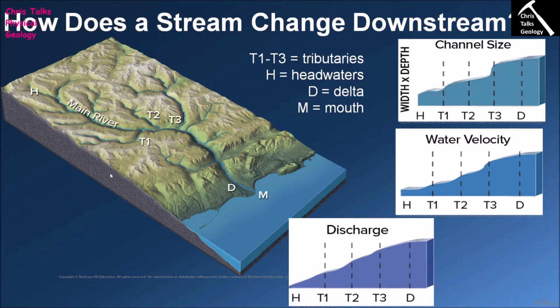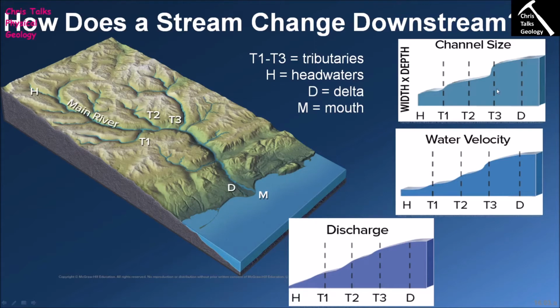So the next thing you need to think about is discharge. Discharge, if you remember, is simply the area of a river channel at a given point multiplied by the water's velocity. So we know that as we progress from the headwaters to the mouth of our river, the channel size is increasing. We also know that as we progress from the headwaters towards the mouth of our river, the water velocity is also increasing.